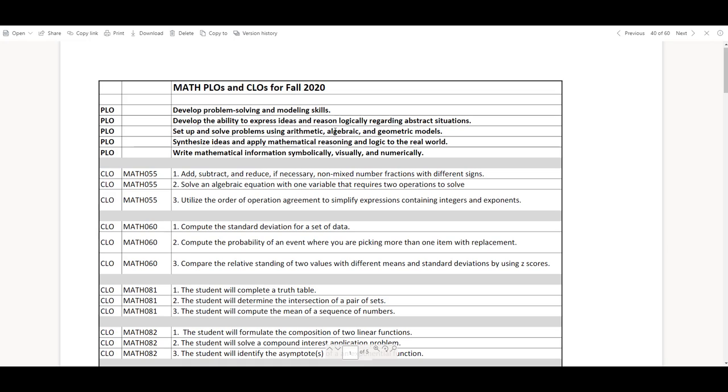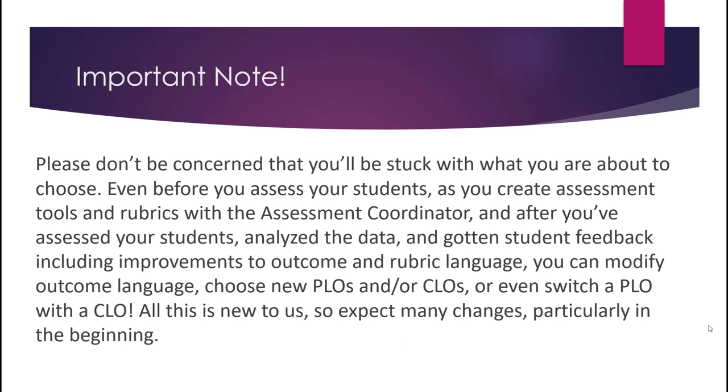We appear stuck. What if you can't find an existing PLO that works? Perhaps your PLOs are so content-centric they will either offer no help or worse, stymie the backward design process. If so, you'll want to create a new PLO now. If writing your own is problematic, you can begin the PLO and the CLO using the habits of mind that align with communication. Important. Please don't be concerned that you'll be stuck with what you are about to choose.